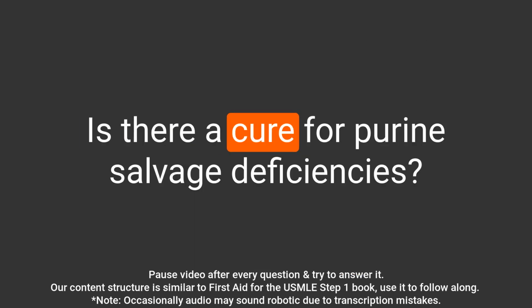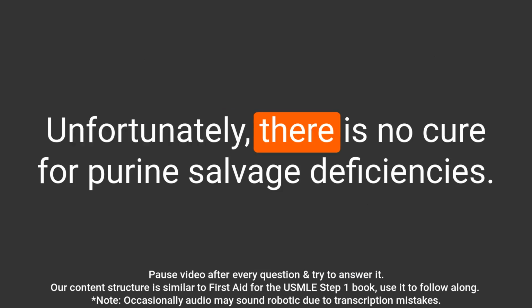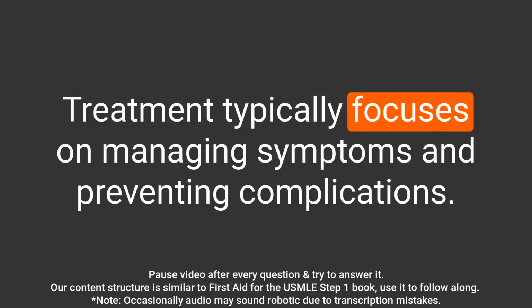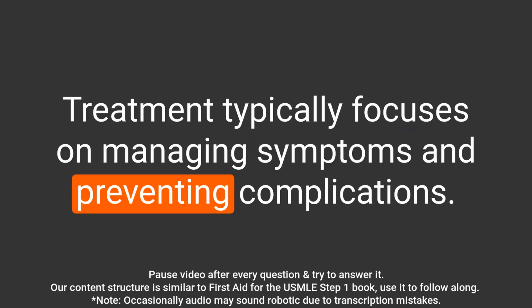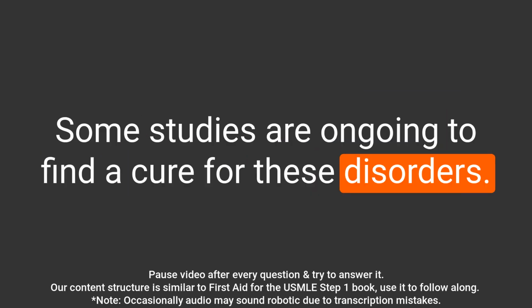Question: Is there a cure for purine salvage deficiencies? Answer: Unfortunately, there is no cure for purine salvage deficiencies. Treatment typically focuses on managing symptoms and preventing complications. Some studies are ongoing to find a cure for these disorders.